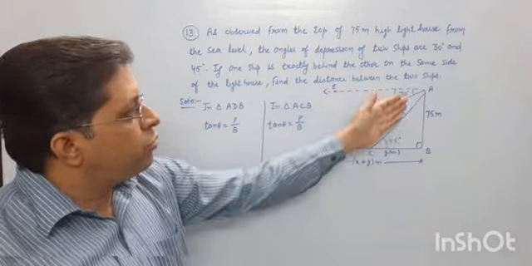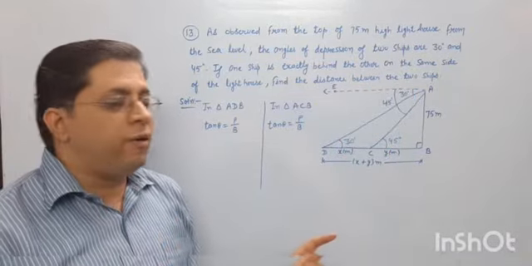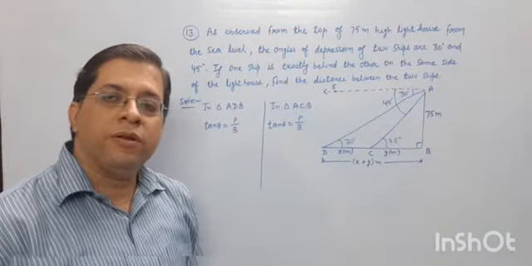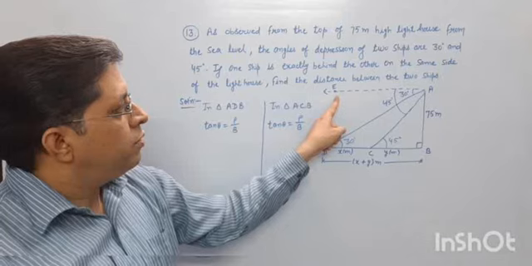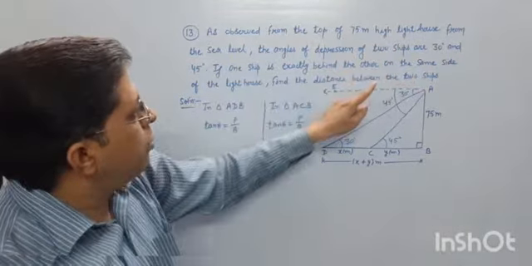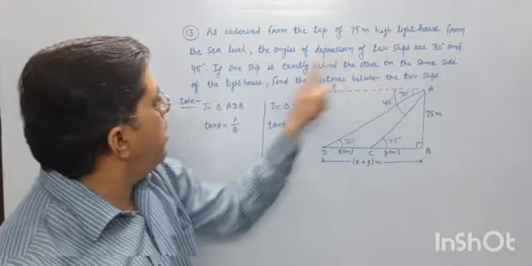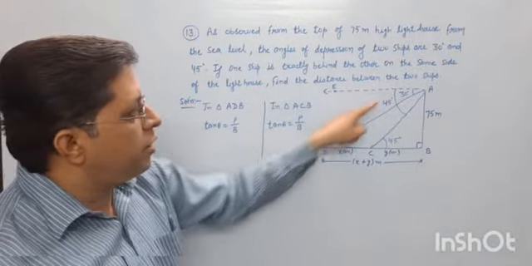So what to do? This AB is the lighthouse. Its height is given to you, 75 meter. Now you have given angle of depressions. This is eyesight and two depressions are given to you, 30 degree and 45 degree. For first ship it is given 30 degree.